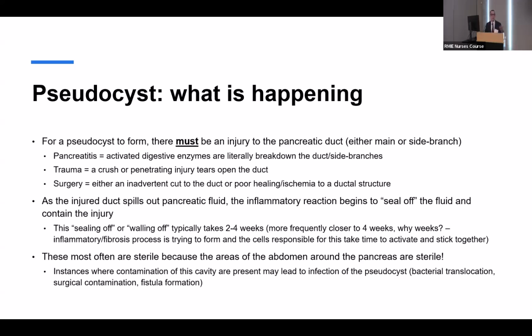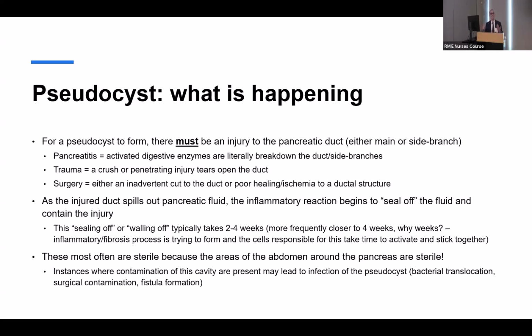And what would cause that? It could be pancreatitis, so activation of those enzymes that I talked about. You could have trauma, so someone getting in a car accident or a penetrating injury. I work on the south side of Chicago. We see a lot of gun violence, unfortunately. I see tons of pancreatic pseudocysts from bullet holes going into patients.